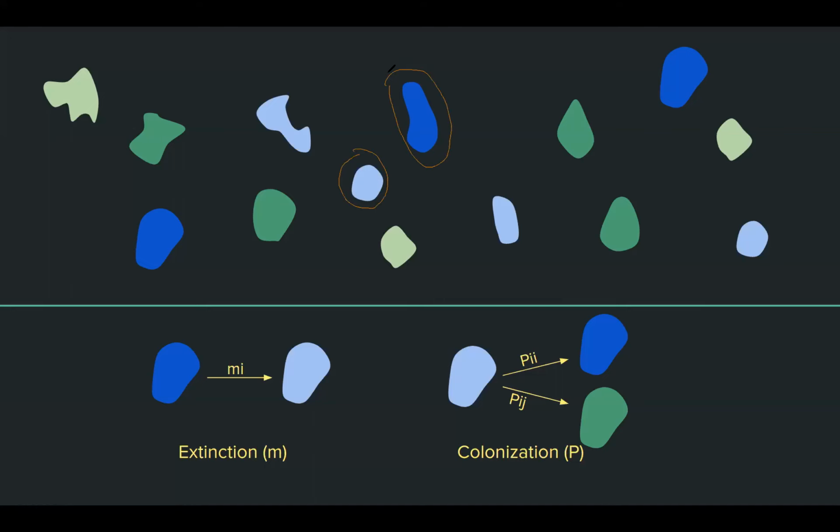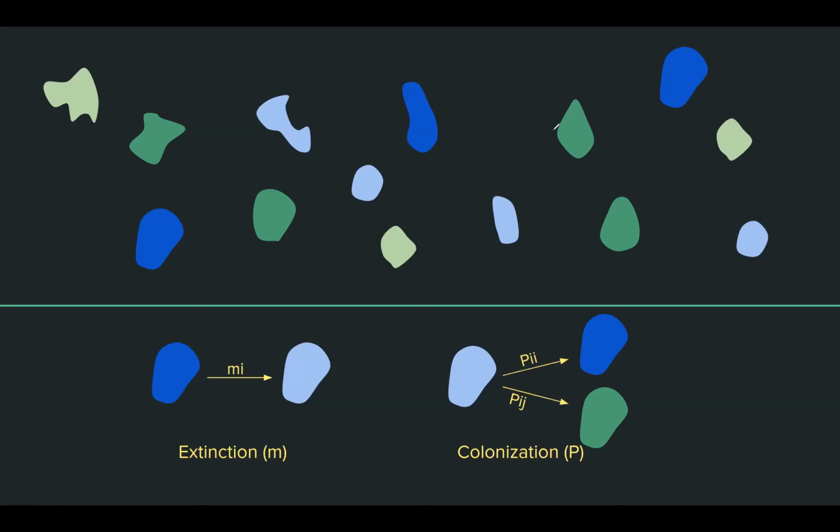And again, we have just two types of parameters. We have extinction rates, which could be species specific. This is the rate at which the species blue goes extinct. And then we have colonizations, which now would be some sort of matrix, because we have to determine the colonization for every pair. Especially, we're interested in the colonization for conspecifics, which would be the diagonal of this matrix, versus heterospecifics, which would be the off-diagonal terms.